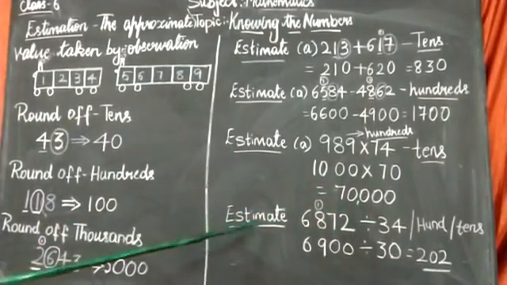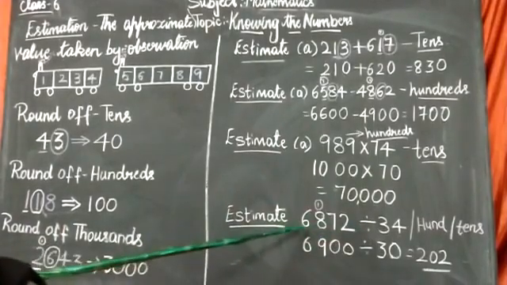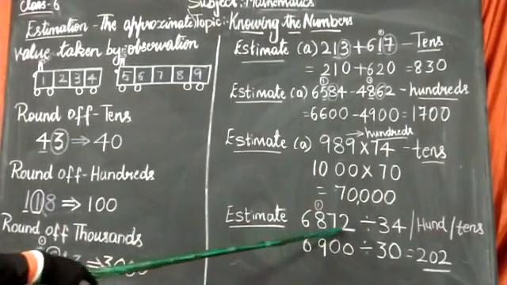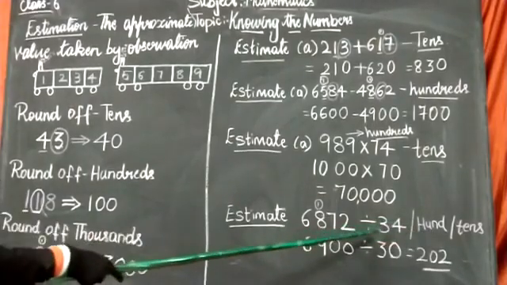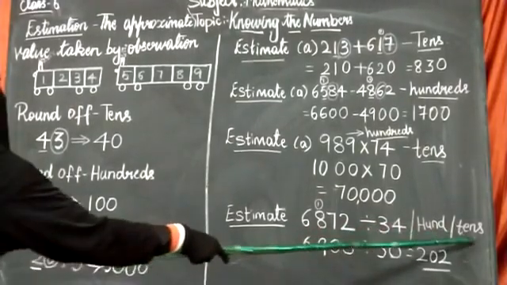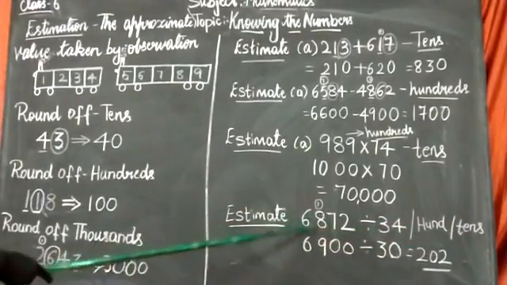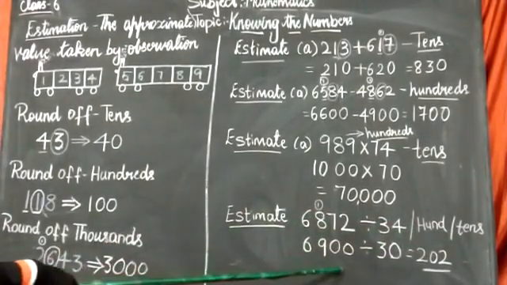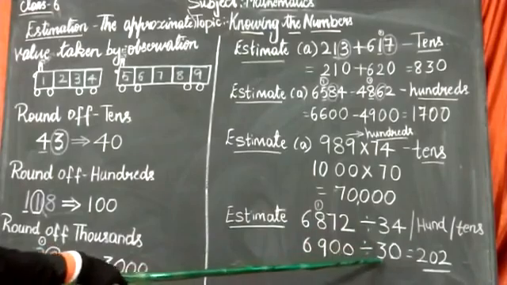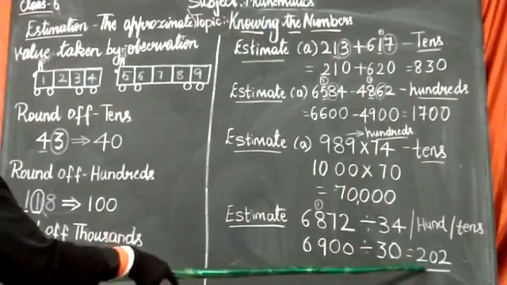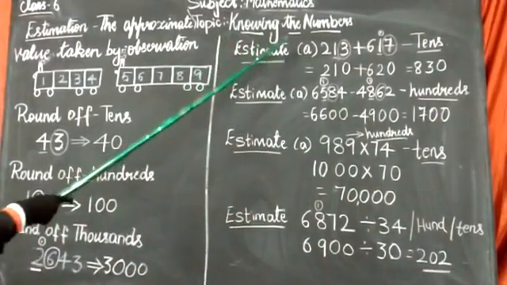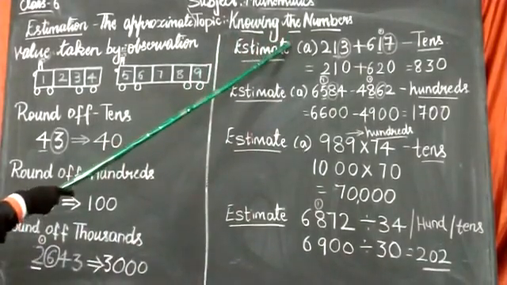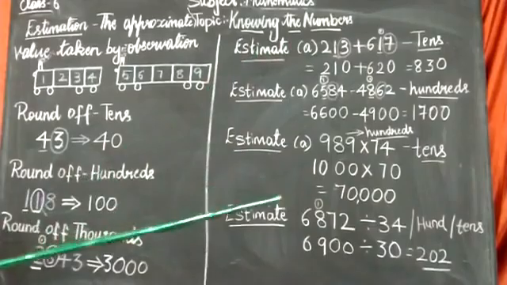Now estimation of division. Here it is 6,872. We have to estimate this to hundreds place and 34 we have to estimate to tens place. So here we are getting 6,900 divided by 30. We will get the answer 230. So did you get, students, how to do addition in estimation? Please do the exercises.